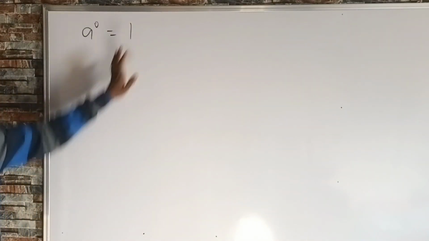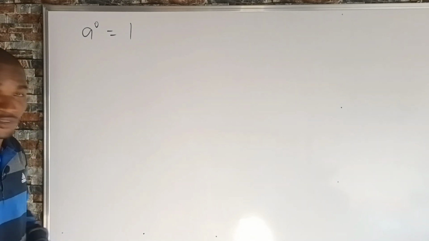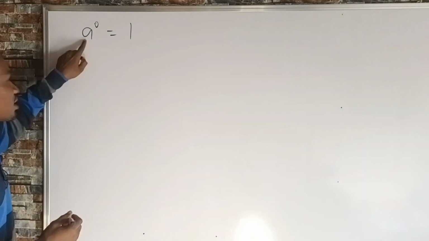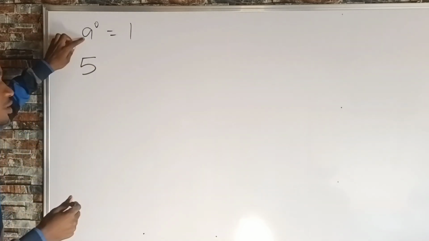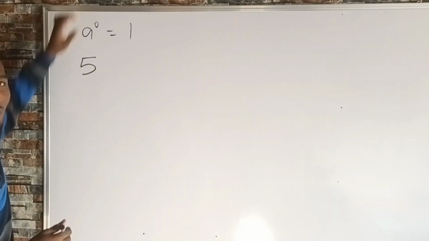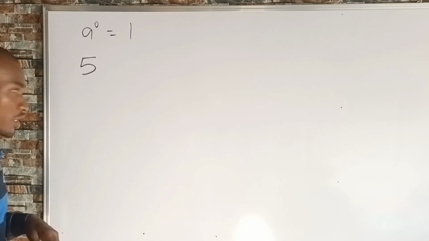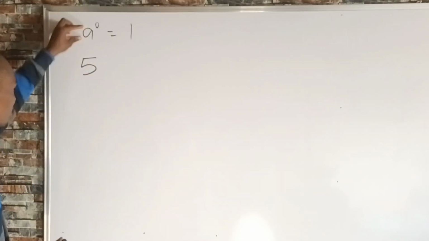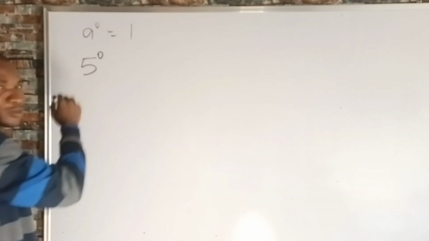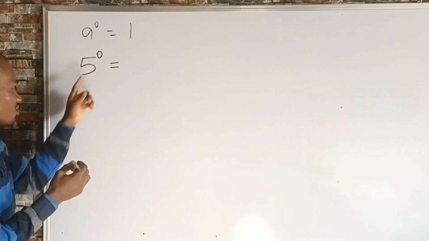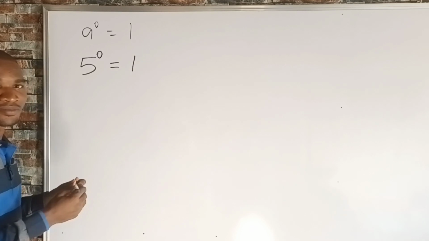Let's go ahead to prove that any number raised to the power of 0 is 1 according to the law of indices. Let's assume that this A is 5. Remember, the A here stands for a base number, while the 0 here stands for the power or the exponent. So let me assume this A to be 5. Hence, I have 5 raised to the power of 0, and according to the law of indices, this number is 1.